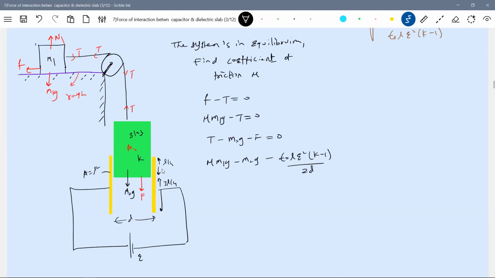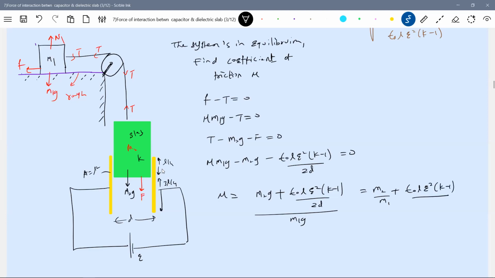Whether it is L by 4 or L by 3, what will that be? So the expression for mu will be M2G plus that force, whole divided by M1G, or this will become M2 by M1 plus (K minus 1) over M2G D, over M1G D. This is the expression for mu.